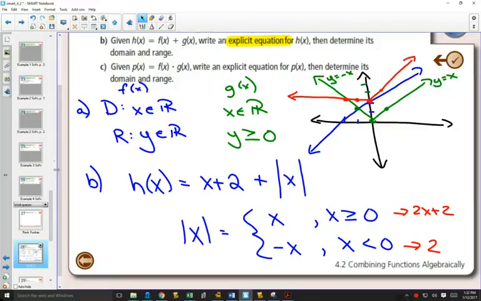Yeah, so the absolute value of x on this part of the graph is just y equals x. So if I did that and just had an x here, x plus 2 plus x would be 2x plus 2. And for this part of the graph, it's negative x. And if I added that second time, my x's cancel out, and I just get 2.